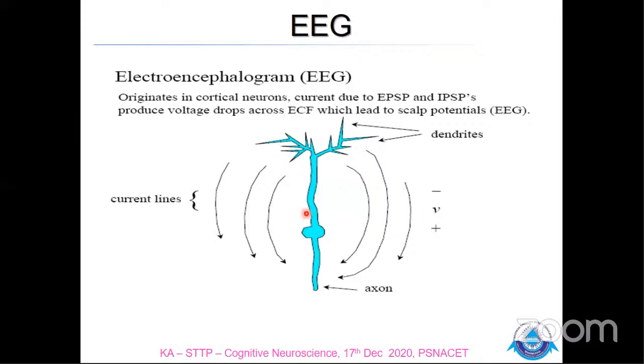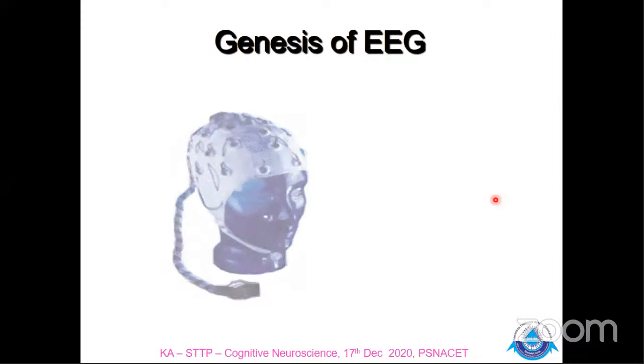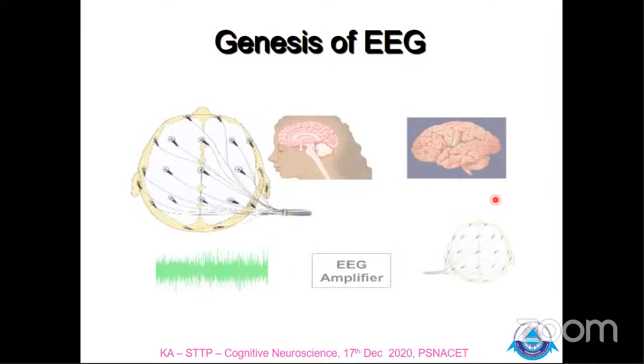This is your neuron structure, with axon, dendrite and all the parts. But they have two types of potential: one is inhibitory postsynaptic potential, the other is excitatory postsynaptic potential. The surface level EEG gives you both, the summation of excitatory and inhibitory postsynaptic potentials. This slide shows how the EEG signal can be generated.